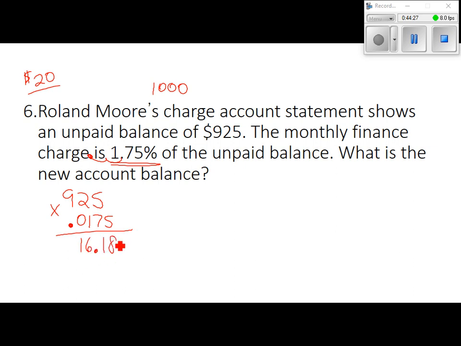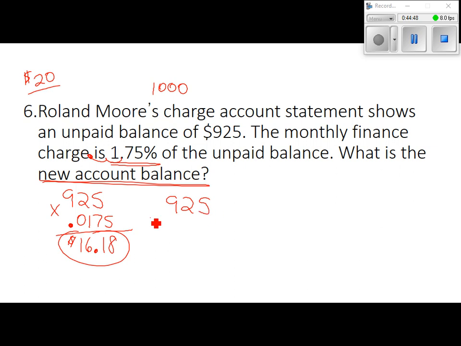Anybody else get $16.18? Does that make sense with what our estimate was? We said about $20. Does that make sense? Oh, is that our answer? What'd they say? So what do we have to do here?